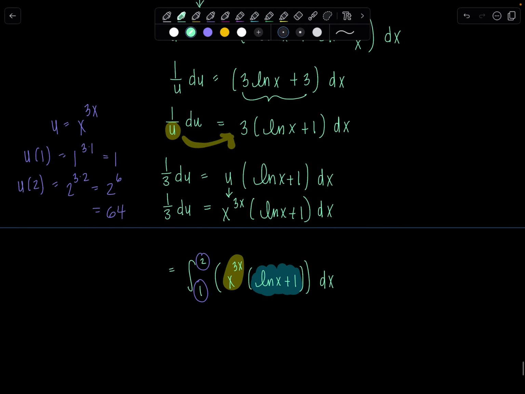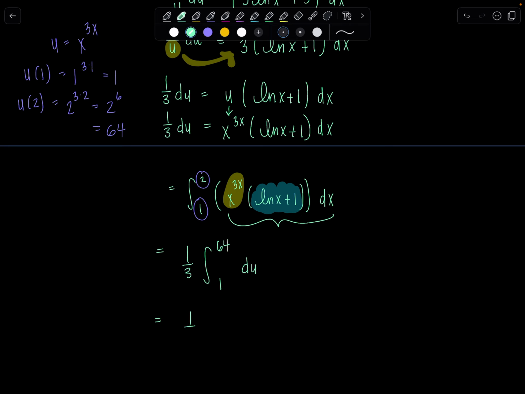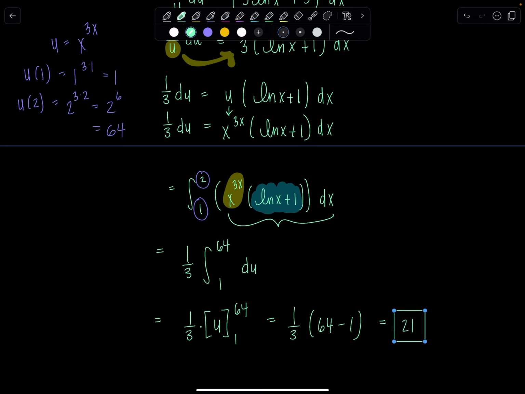So now let's go ahead and make our substitution. Don't forget, we've got 1/3. I'm going to put it outside. Limits of integration now go from 1 to 64. And then all of this is just du. Ooh, love it. Okay, and then from here, 1/3. Antiderivative is just going to be u. We'll evaluate it from 1 to 64. So 1/3, 64 minus 1, that's 63. 63 divided by 3 is 21. Boom.